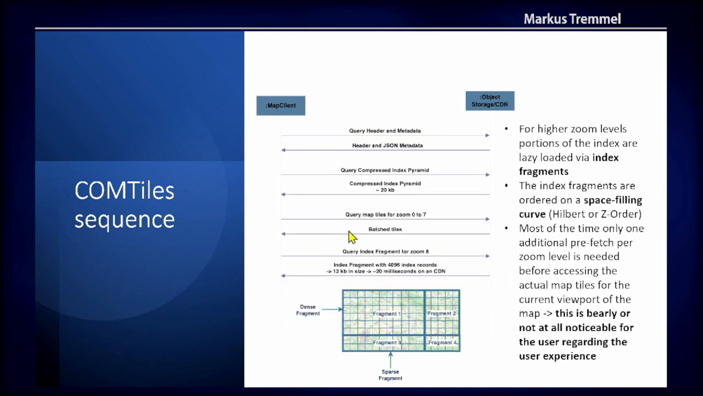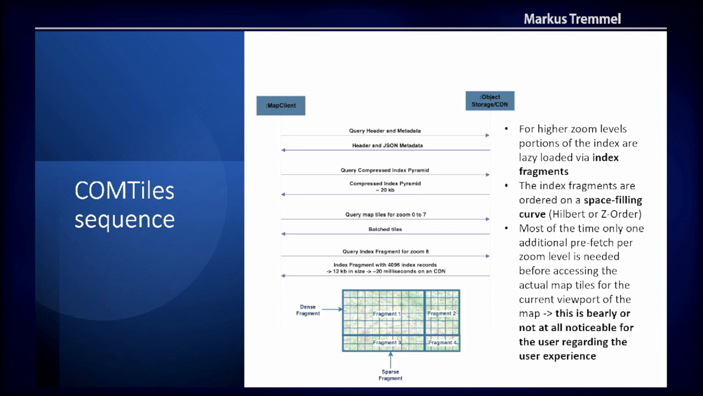And the next step is, if you zoom deeper into the map and go beyond, for example, if you're talking about a planet scale tileset, beyond zoom level 7, so 8 to 14, we are using a concept called index fragments. The naming is used, I think, in TileDB. So a fragment is just an aggregation of index records together, which are per default 4096 index records, with a total size of 12 kilobytes. And these are also ordered on a space filling curve.